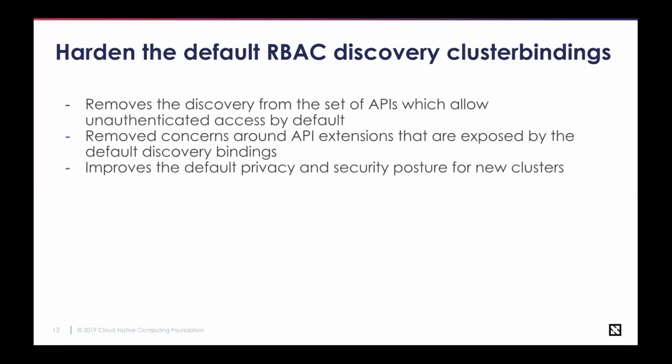And the last enhancement added that we want to call out as a highlight is hardening the default RBAC discovery cluster bindings. This enhancement was in response to a CVE that came out late in November. A few of you might be familiar with it, 2018-1002105. This builds on the security posture for Kubernetes by removing discovery from the set of APIs which allow unauthenticated access by default. So, another great enhancement to help improve overall security posture for folks using Kubernetes.